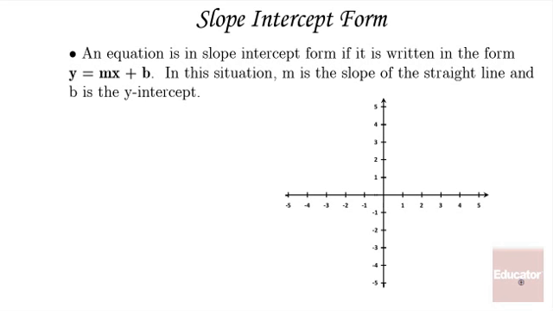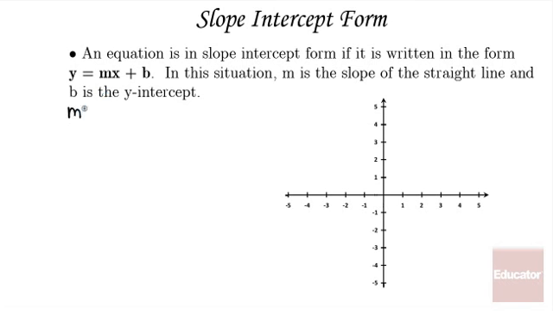Previously, we talked about equations in standard form. There's another very frequently used form of equations called the slope-intercept form. An equation is in this form if it's written in the form of y equals mx plus b. In this situation, m is the slope of the straight line and b is the y-intercept.